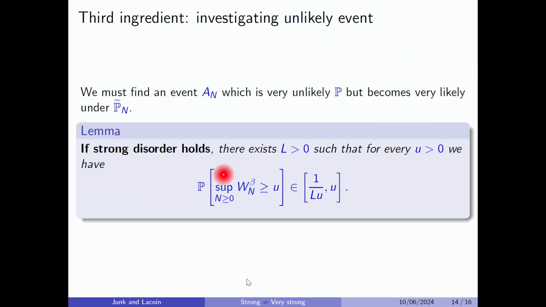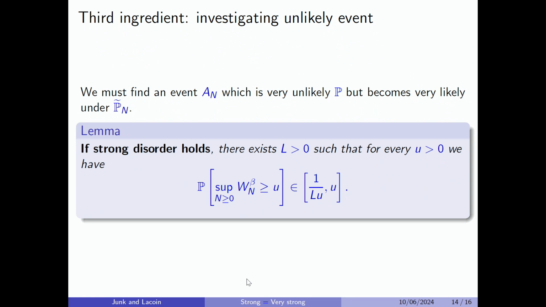So the remainder of my sketch of proof is that we are going to try to find this event An. Now we have to think about what's more likely under the size bias measure than under the original one. The size bias measure biases things by the size of Wn. So under the size bias measure, Wn is larger. So the event that we are going to look at will be of the kind Wn is large.